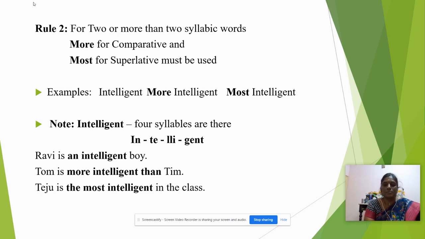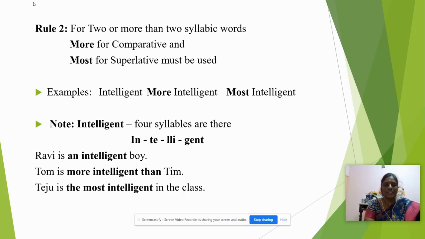For superlative, most intelligent. So same adjective, but we have to check how many syllables are there in the adjective. If it is 1, we just simply add ER for comparative, EST for superlative. If more than one syllable, then what do we have to do? We have to use more for comparative, most for superlative. That is the second rule.